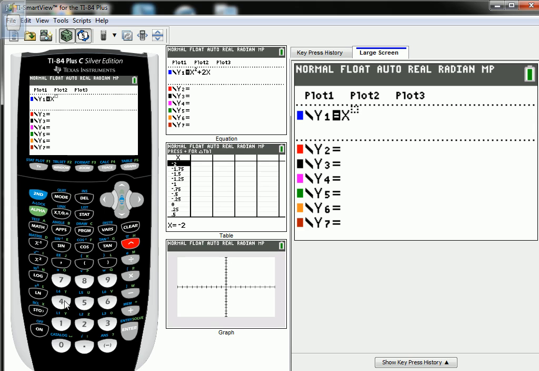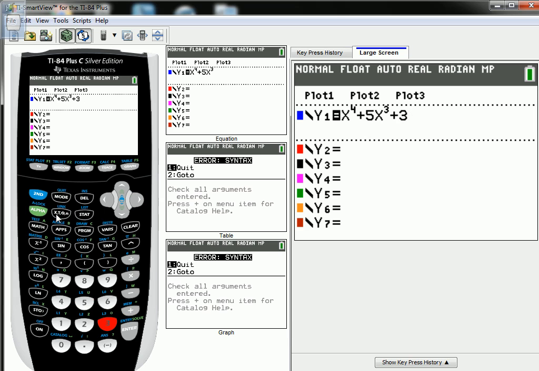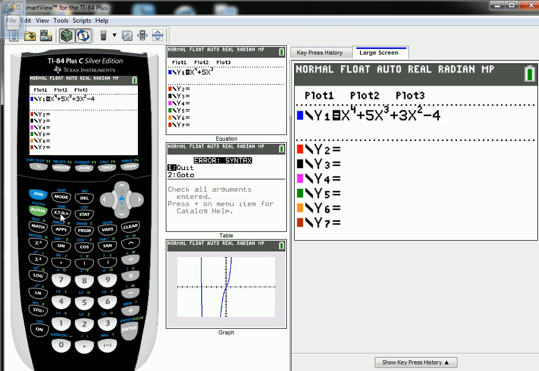X raised to the 4th plus 5x to the 3rd, 3x squared, minus 4x.